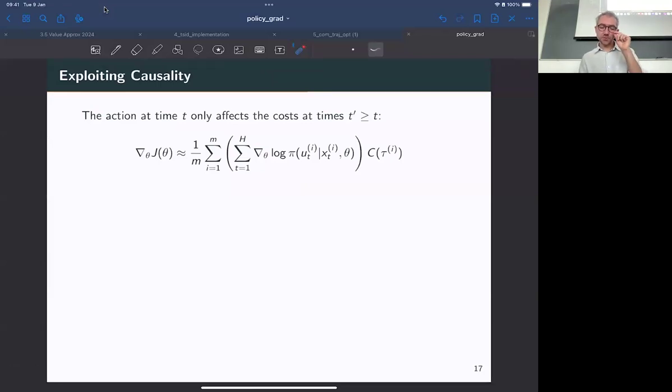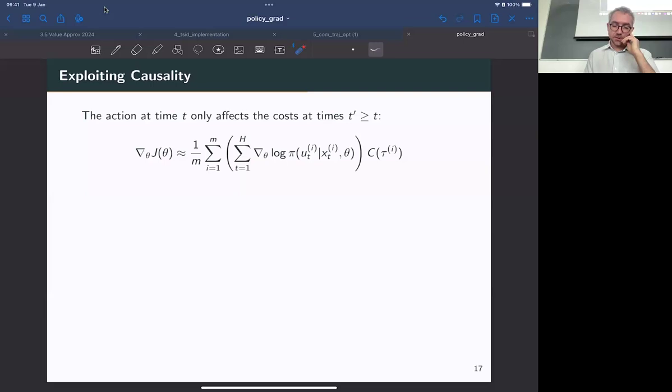A first little improvement that we can try to apply is by simply exploiting causality. So if you look at the definition, at the way we estimate the gradient, it looks like that. We have first a summation here over all the trajectories. And then for every trajectory, we have a second summation with respect to the time step of all the state and actions of that trajectory.